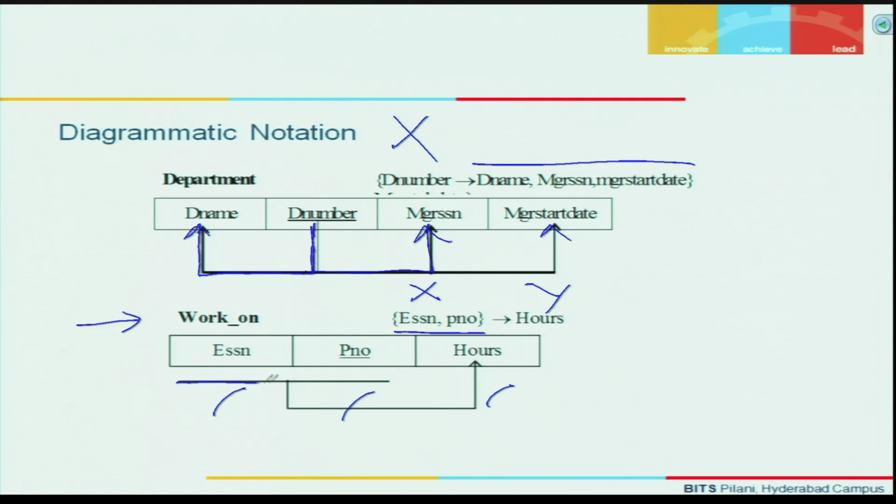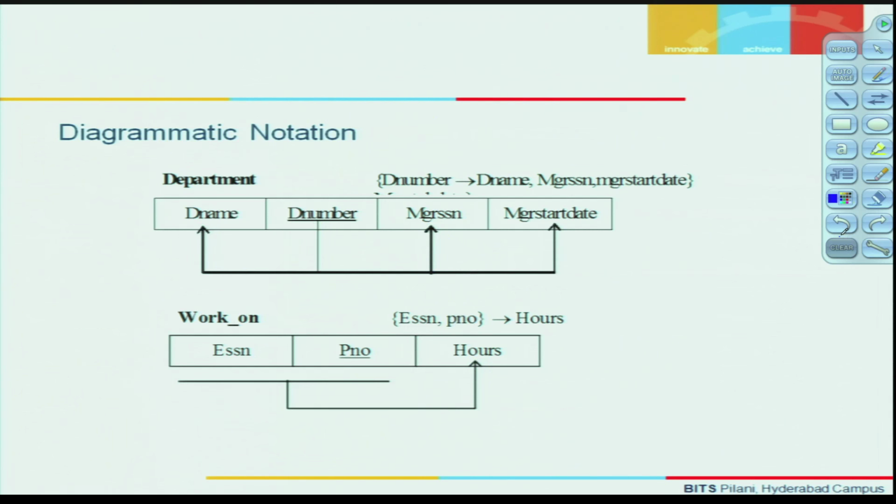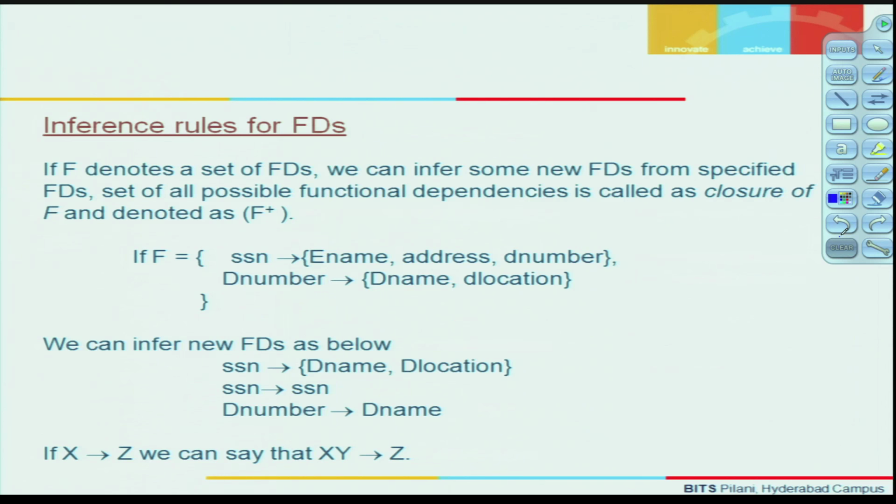That is why you underline these two attributes, start a line from there, and make it point to the hours attribute which is on the Y side. So, this is how we diagrammatically represent the functional dependencies. Then coming to the inference rules, which are a very important concept in database design.